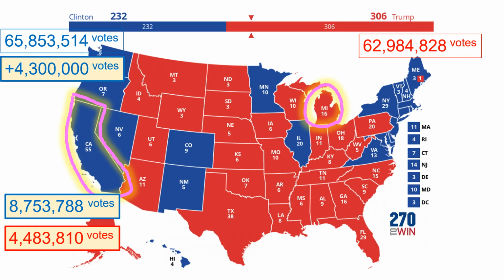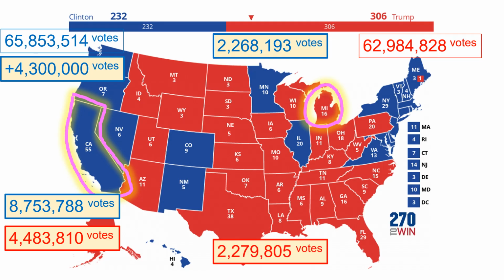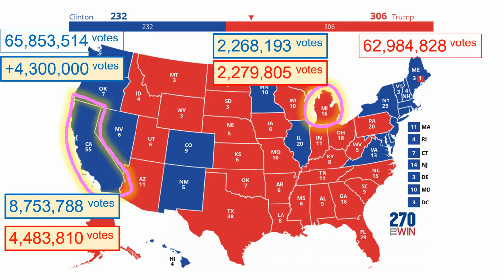We look at Michigan and we compare that race. Hillary Clinton got 2.268 million votes. Donald Trump got 2.279 million votes. So a much closer margin of difference. She easily won the blowout in California, banked a bunch of votes. He slimly wins. She got all the California points. He gets all of the Michigan points.